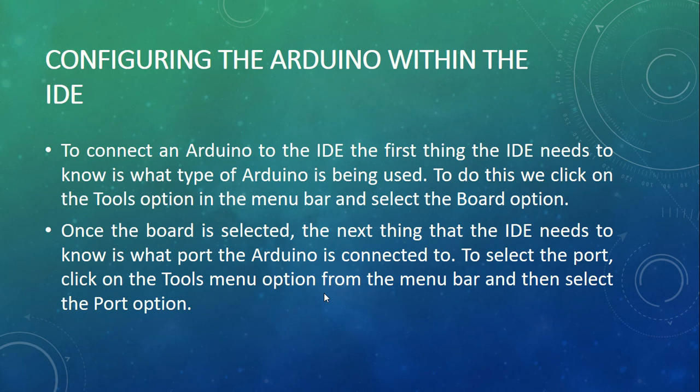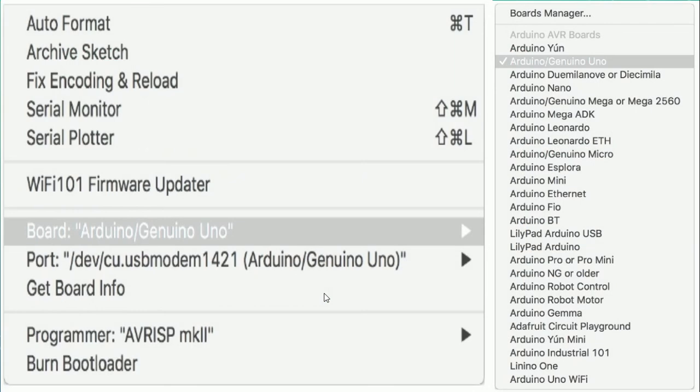Once the board is selected, the next thing the IDE needs to know is what port the Arduino is connected to. To select the port, click on the Tools menu option from the menu bar and then select the Port option. This Tools menu is from the Microsoft and Mac OS platforms, so the menu looks different, but the contents are the same. Actually, you don't need to know all the functionalities in the Tools menu. As a beginner in programming, what you're concerned with is the serial monitor, the board, and of course the port.